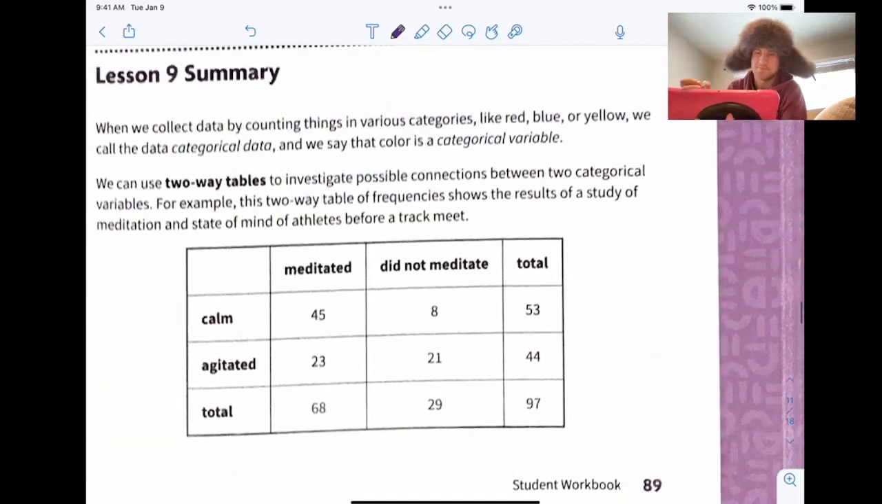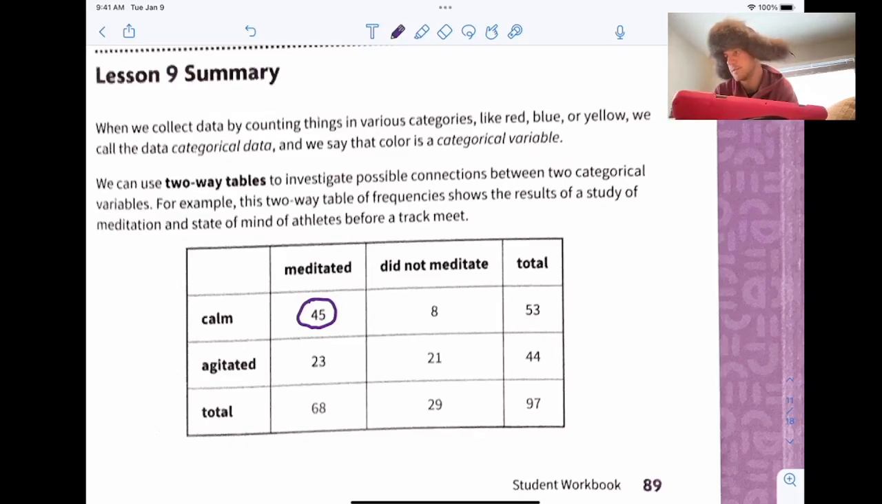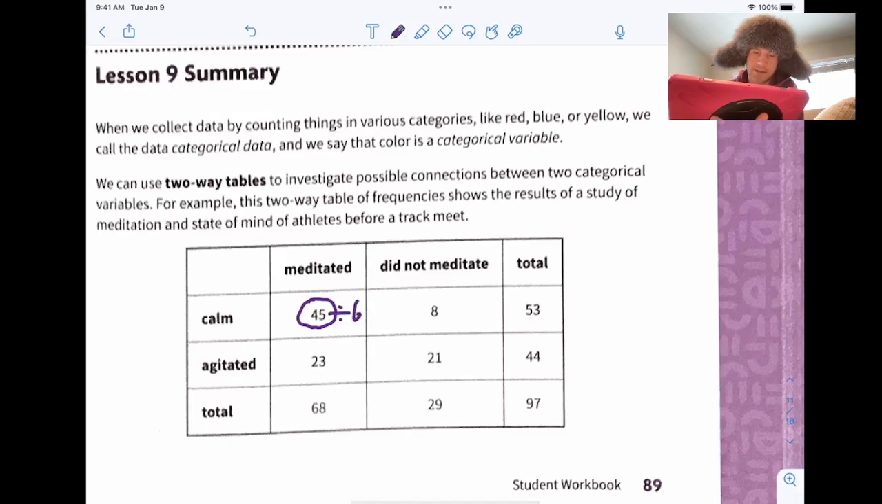So what this is asking is that 68 is 100%. For the relative frequency table, they want to know the percentage of people who meditated that are calm. Now, to find the percentage, remember we divide the part by the whole. So I'm going to do that on my phone, just for the sake of being quick. What I want to figure out is what 45 divided by 68 is.